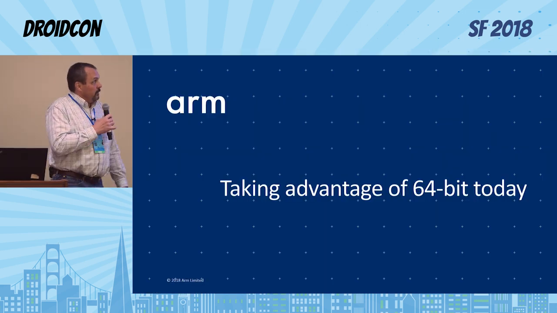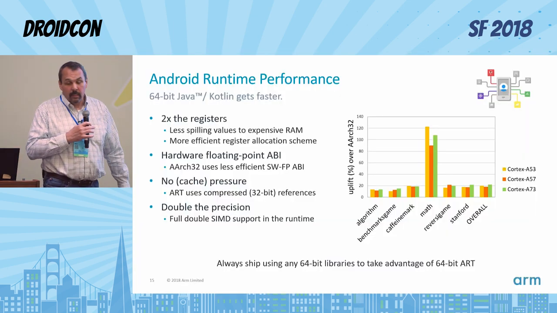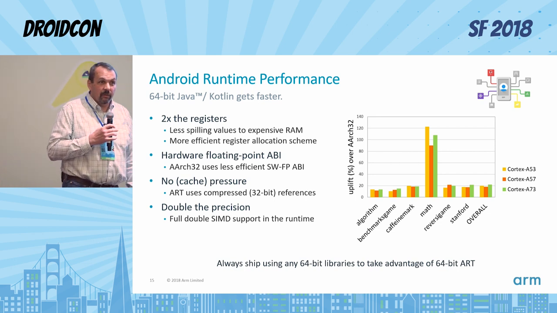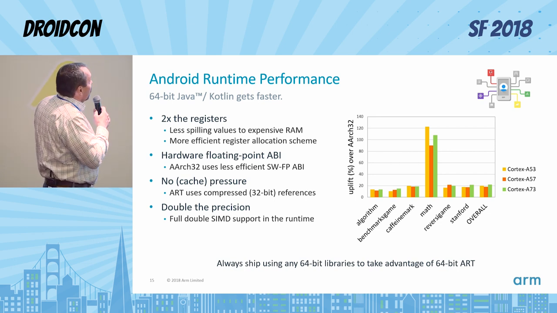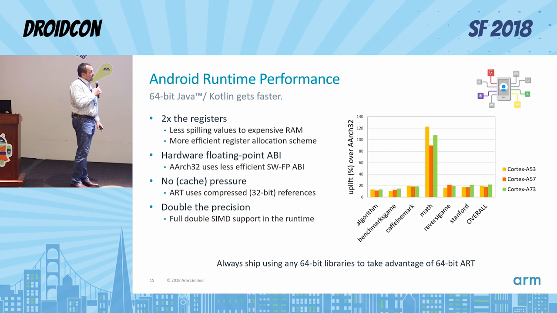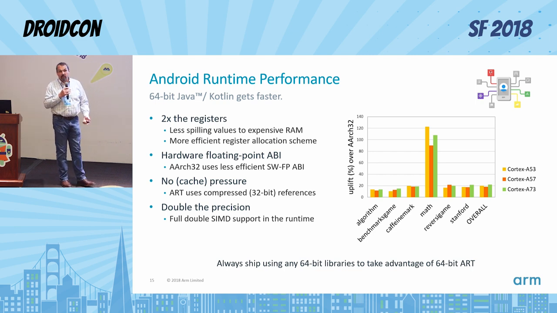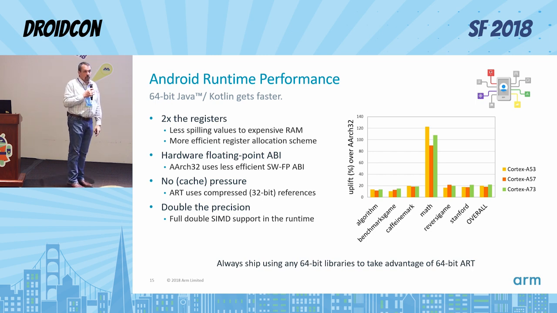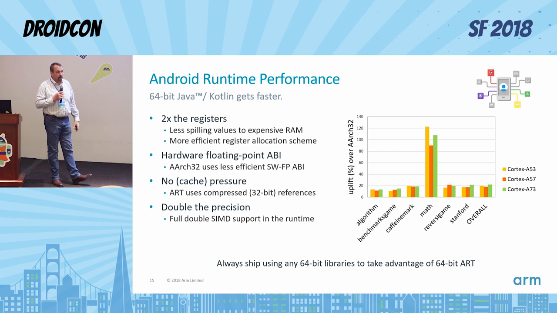So, taking advantage of 64-bit today, I mentioned performance a lot. Here's some actual benchmarking data that we've done. This one is for the Android runtime, ART. The very end column on the right shows about a 20% performance uplift right off the bat from moving from 32 to 64-bit. There are certain things it does much better, but overall you get about a 20% increase by recompiling, or making sure that your Java app doesn't contain any 32-bit libraries. Very good numbers.